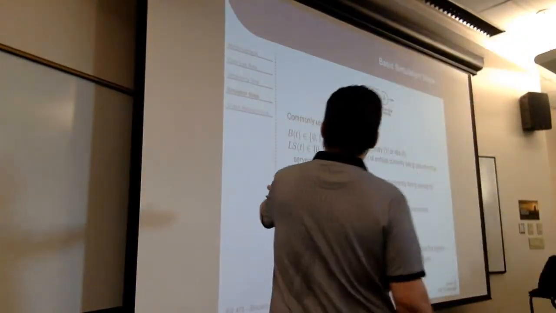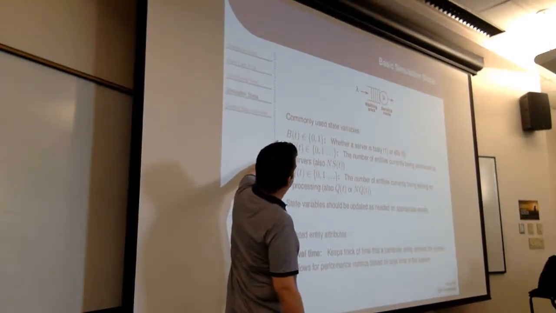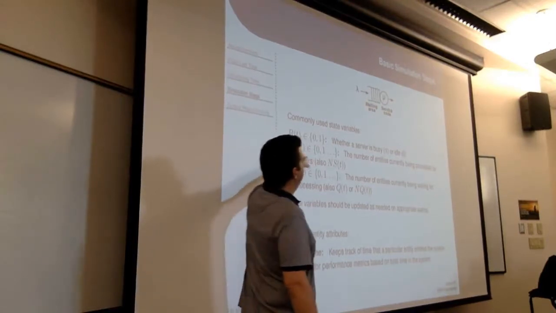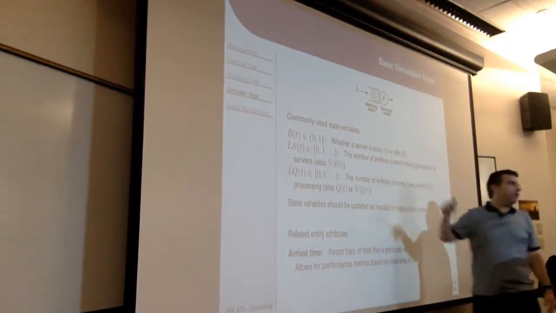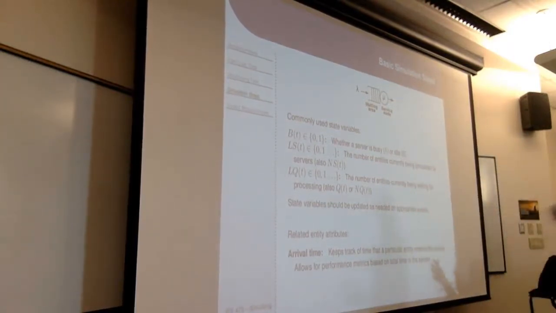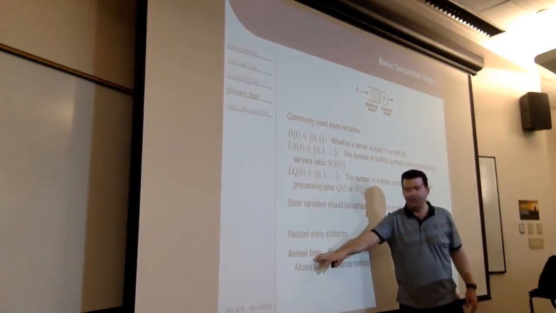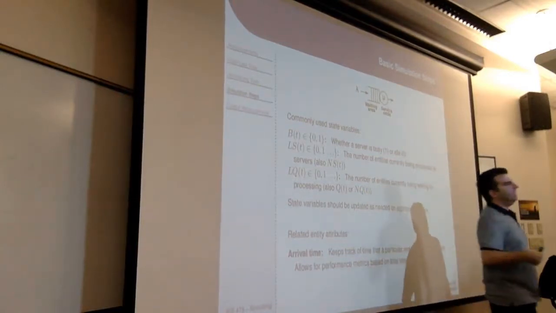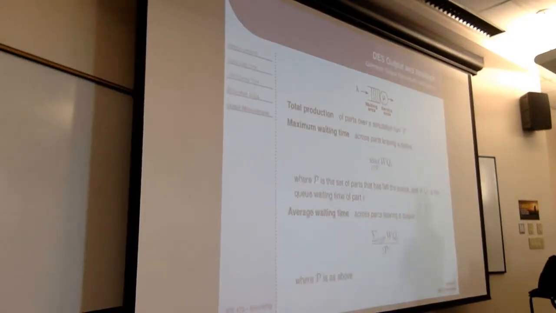All right, so commonly used state variables in these types of systems: LS and LQ that we've talked about already, the instantaneous utilization, whether a server is busy or idle. So if you only have one server, it's only going to be 1 or 0, but as we saw in the lab example, if your server can go up to 30, then it'll be some fraction of 30. The related attributes that you might need to update are these arrival times. An entity comes in, you stamp it with its arrival time because you might need to use that later when you're calculating its response time.